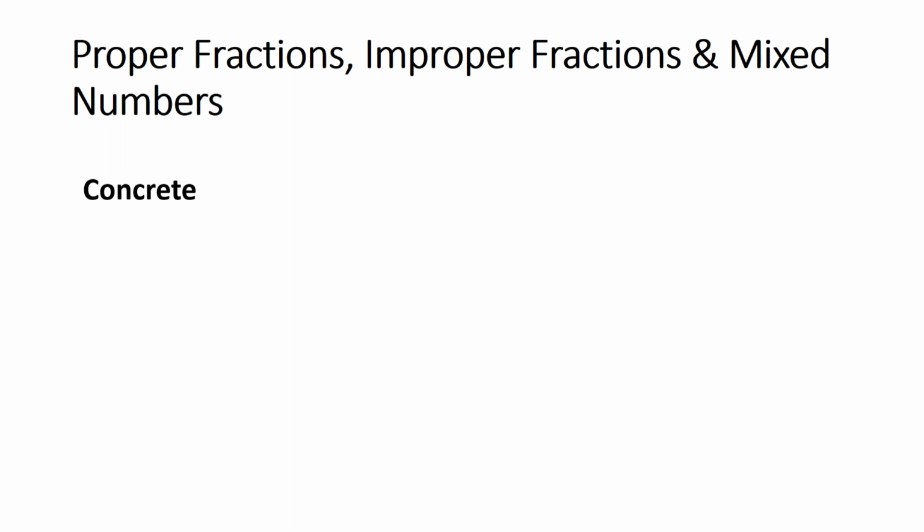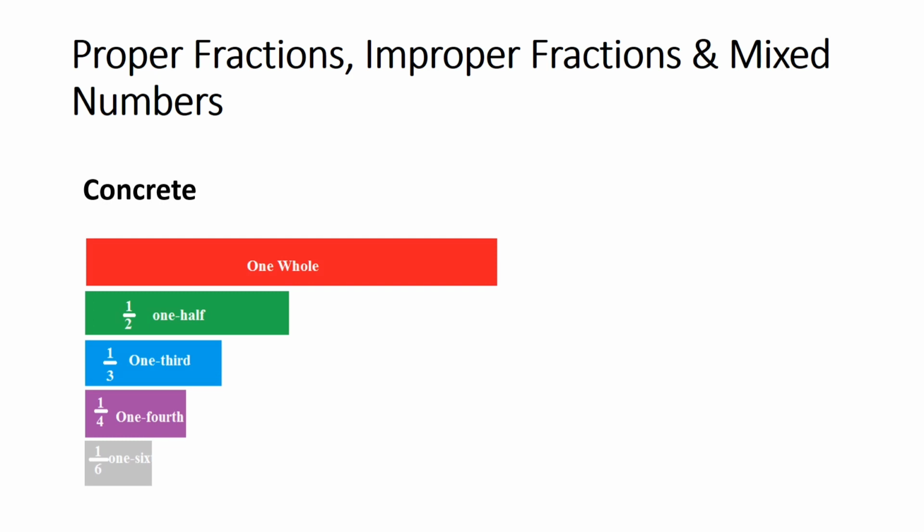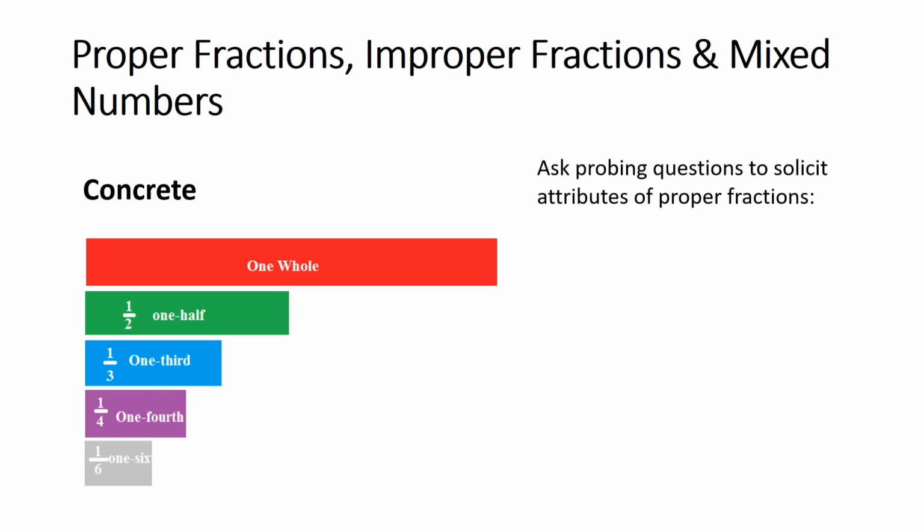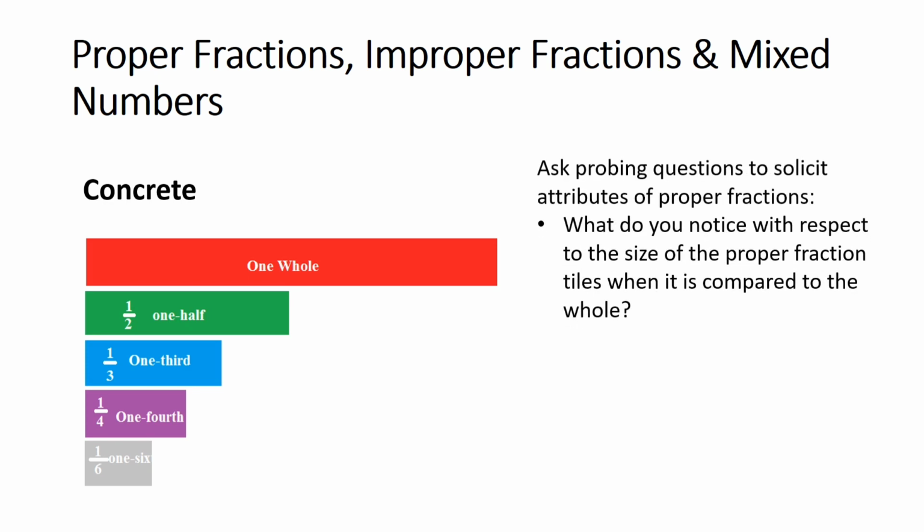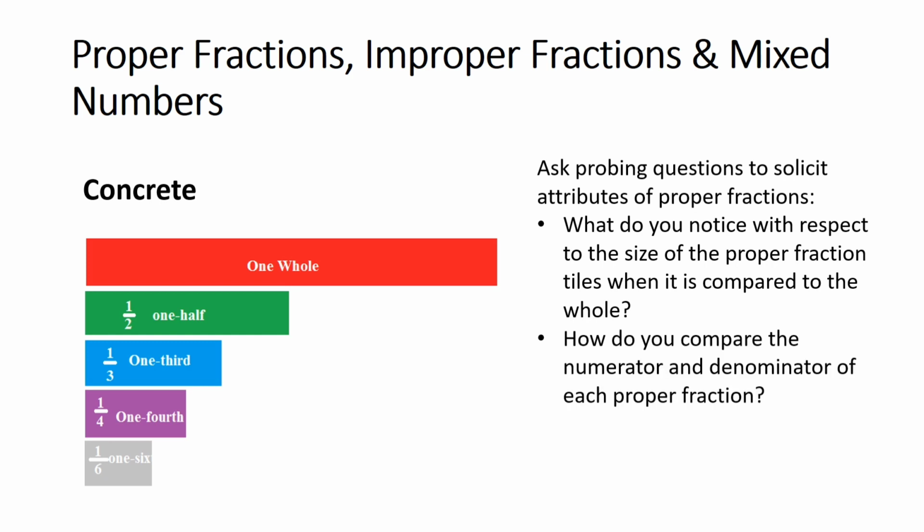The teacher can use the fraction tiles and place them in an arrangement like this, aligned leftmost, so that each of the unit tiles would be matched against the whole. After doing this, the teacher would ask the students to do the same. And using their fraction tiles, the teacher can ask the following probing questions. What do you notice with respect to the size of the proper fraction tiles when compared with the whole? How do you compare the numerator and the denominator of each fraction?